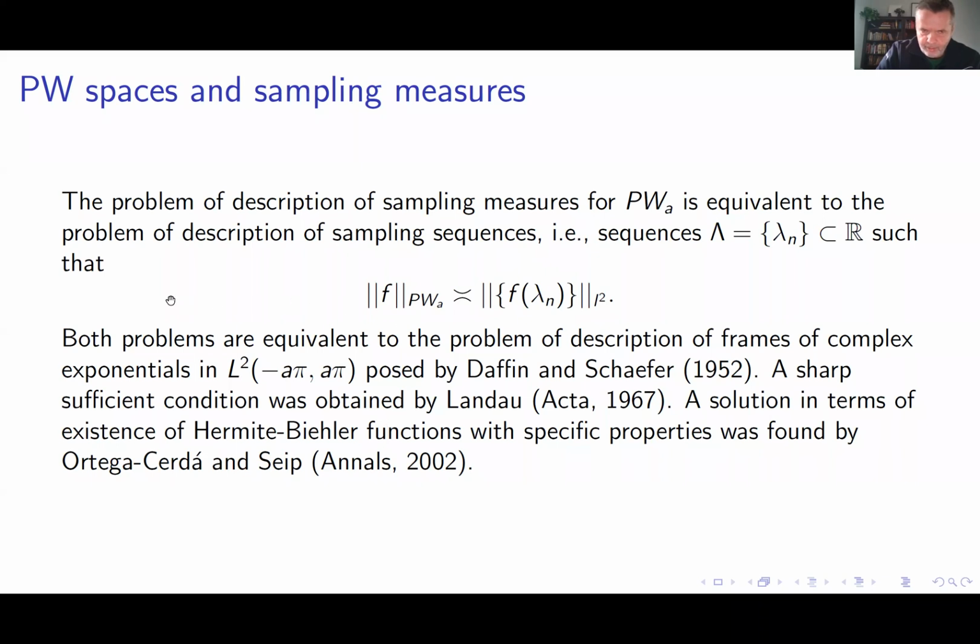Now, both problems are equivalent to the problem of description of Fourier frames, or frames of complex exponentials in L2 on this interval. And that problem was posed by Duffin and Schaeffer in 1952. Then there was a very nice sufficient condition by Landau. And then there was an Annals paper by Ortega-Cerdà and Seip 20 years ago, which gave a description of sampling sequences and sampling measures in terms of existence of certain Hermite-Biehler functions.